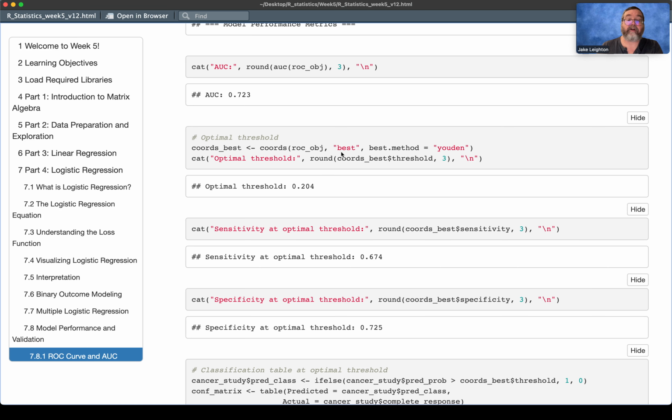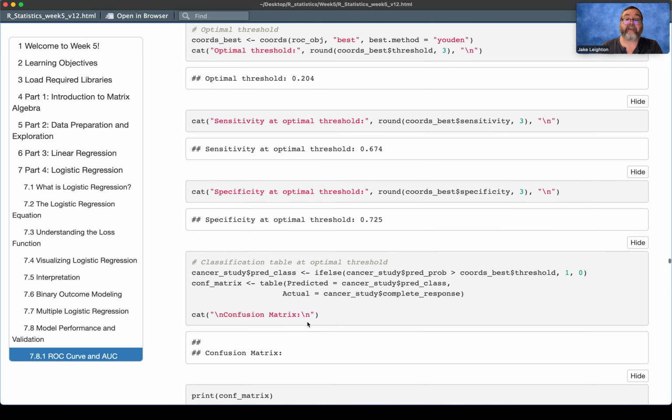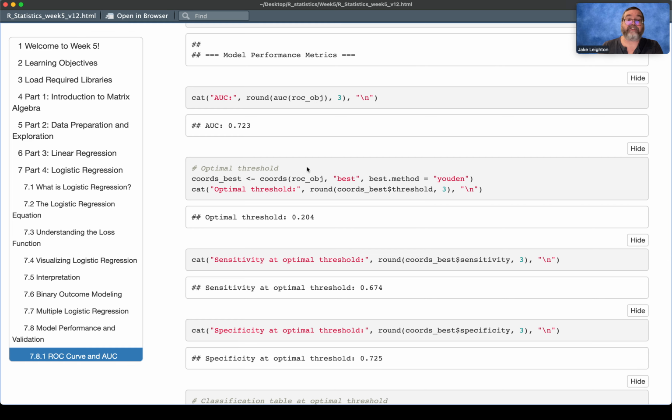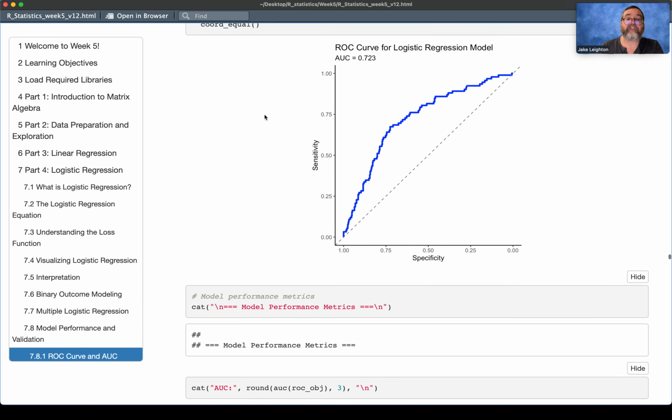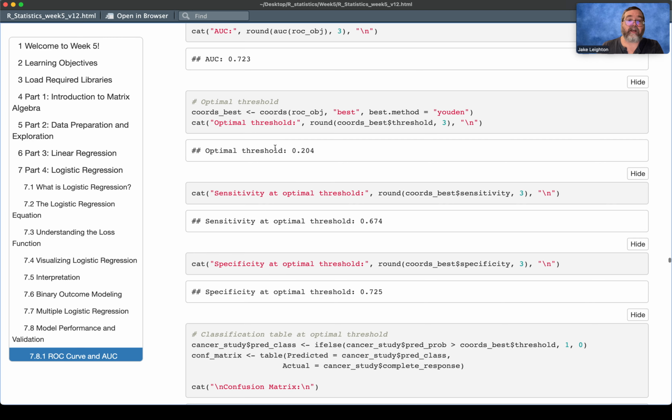It is just looking at the model, and then when it does the classifications, it does use that threshold. But let's look at the performance in general. So AUC 0.723, my threshold 0.24, my sensitivity, once again, remember the coordinates, ROC best. I can use that to find my sensitivity and specificity.